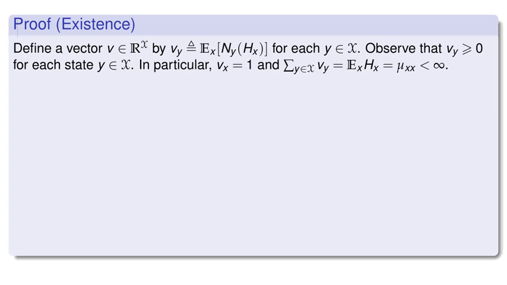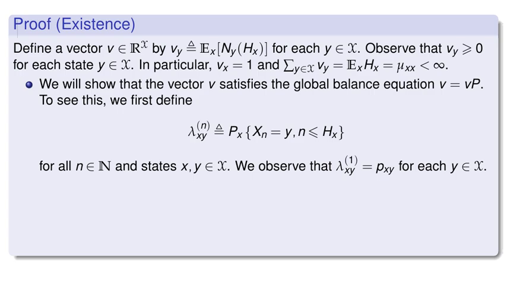Observe that v sub y must be greater than or equal to 0 for each state y. In particular, v sub x equals 1. The sum of all components, the sum over y in script X of v sub y, equals the expectation sub x of h sub x, which is the mean recurrence time mu sub xx. Since we are assuming positive recurrence, mu sub xx is finite.